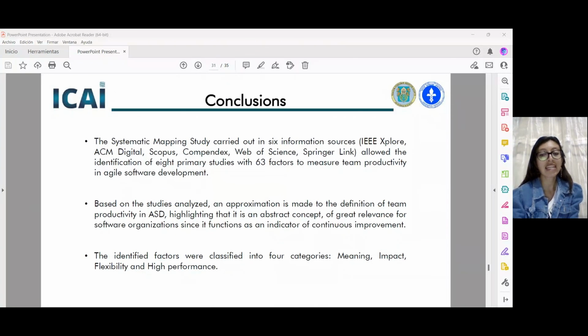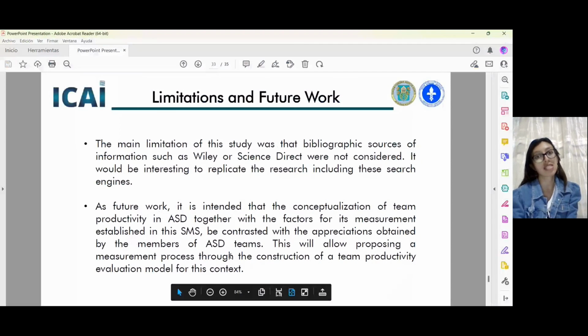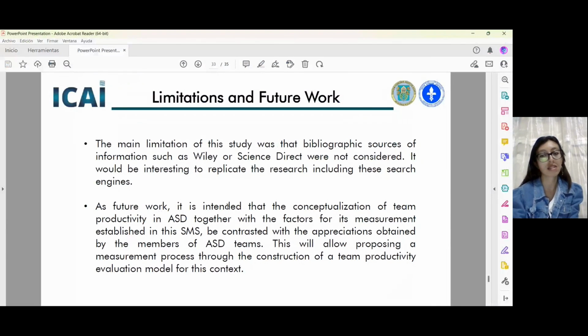And finally, limitations and future work. The main limitation of this study was the bibliographic sources of information; sources such as Wiley or ScienceDirect were not considered. It could be interesting to replicate the research including these search engines. As future work, it is intended that the conceptualization of team productivity in ASD, together with the factors for its measure established in this systematic mapping study, be contrasted with the appreciation obtained from the members of ASD teams. This will allow proposing a measuring process through the construction of a team productivity evaluation for this context.